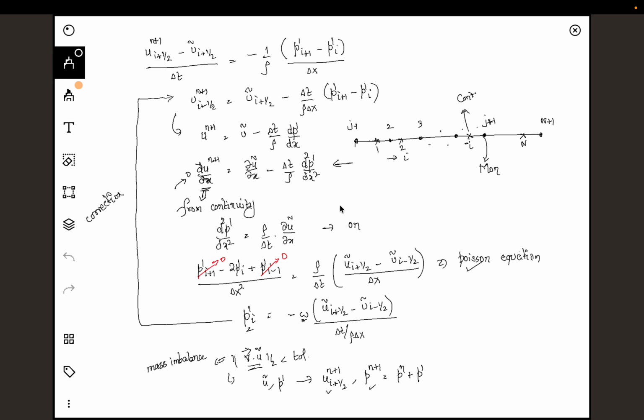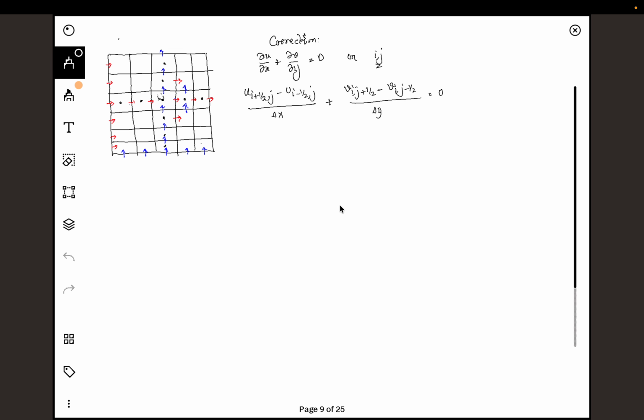Now in 2D we'll have v components also. So we'll additionally have these 2 terms getting added there. That would be the only difference. But other than that everything else remains the same.